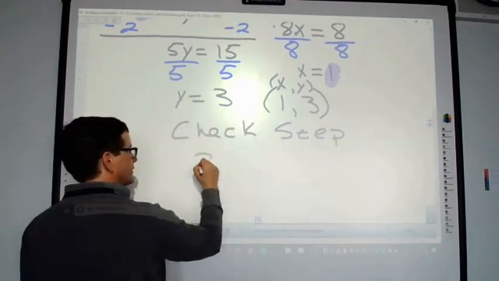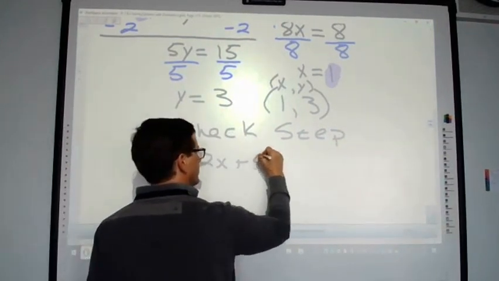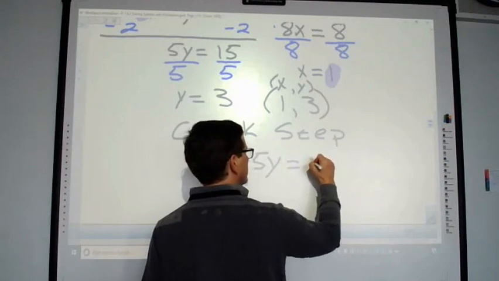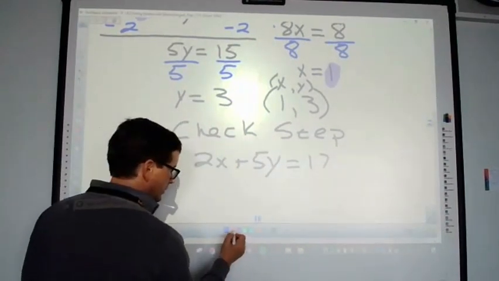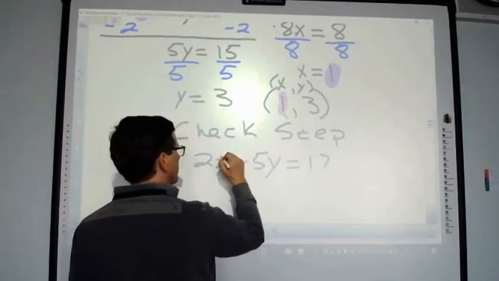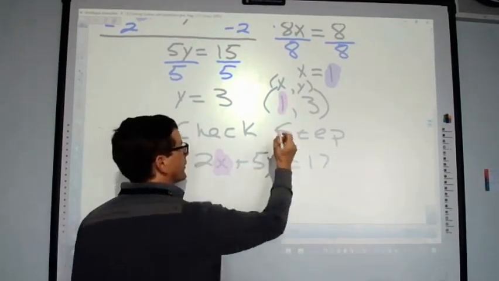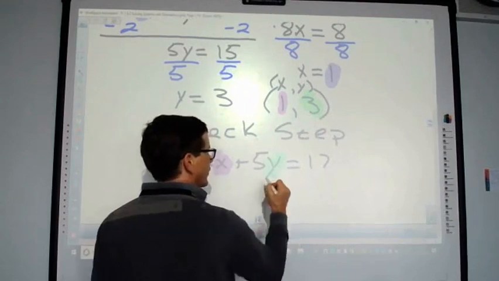I'm just going to write the original equation first. And then I'm going to plug in this 1 for the x right here. I'm going to plug in this 3 for the y right here.